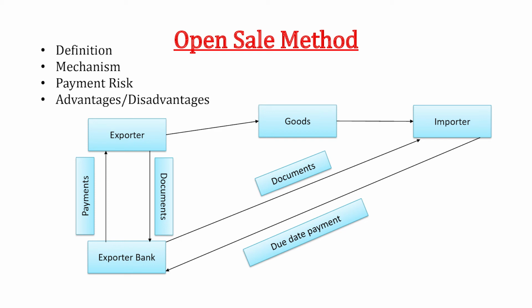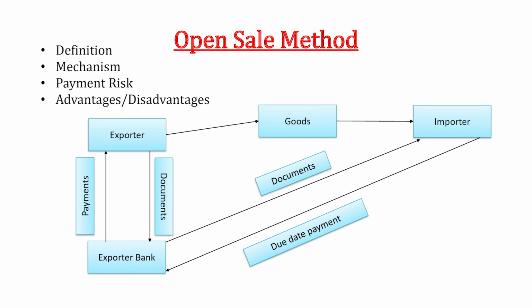And the most important precaution is to take an ECGC policy before shipment and get a credit limit set on the foreign buyer, because in this case the risk of non-payment is very, very high, and the ECGC policy will at least cover the non-payment risk, which is called commercial risk, as well as the political risk of the country, and you will be comparatively safer.